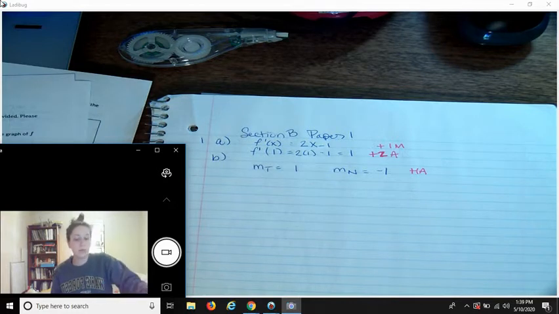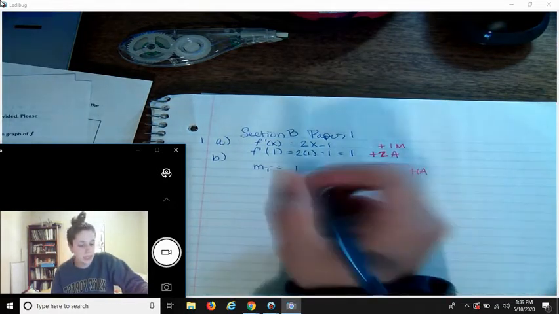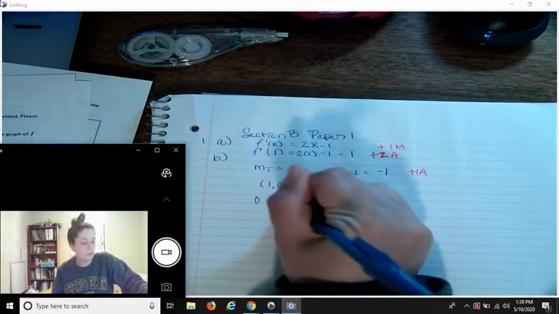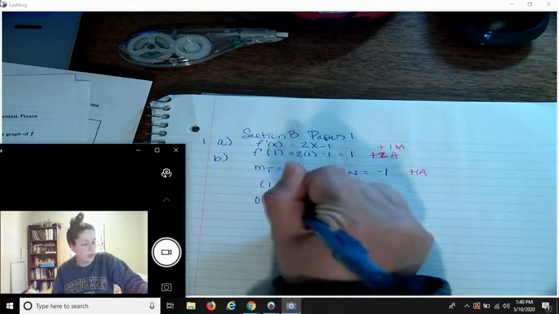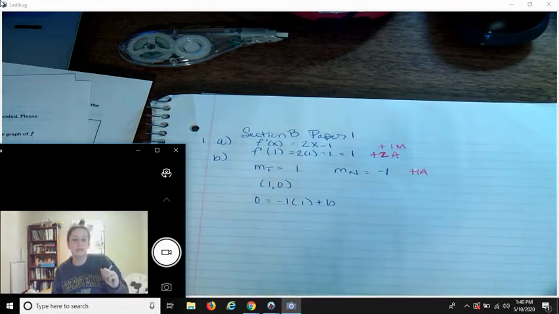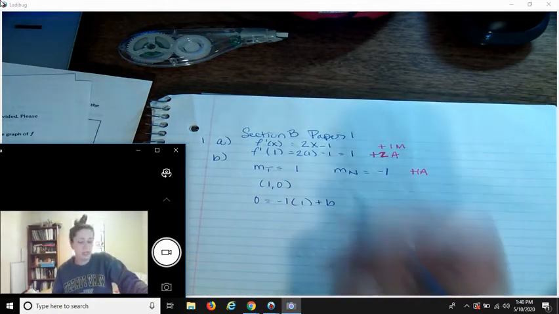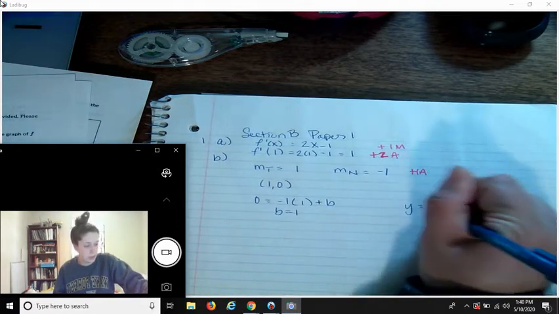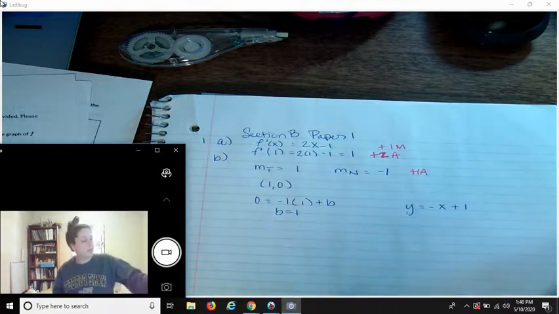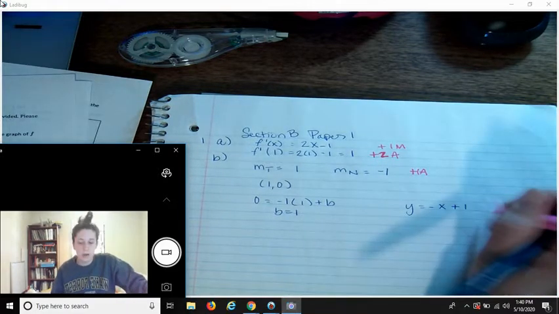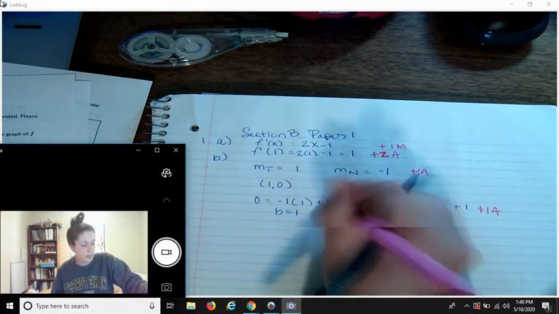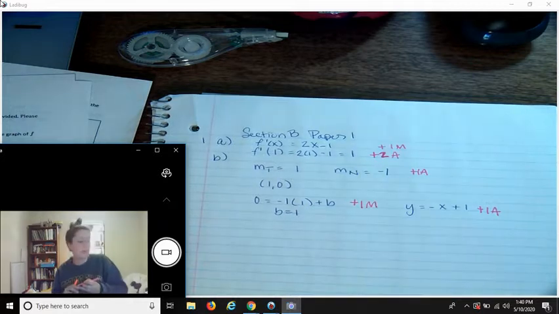And then the point that we're given is P, which is 1, 0. So I can sub in 0, -1, and 1 into that formula and then just solve for b. So I should get that b is equal to 1. So my answer should be y equals -x plus 1. You would get plus 1 for that answer. There were 3 total marks, and plus 1 for this method, finding my b value. So that's the 3 marks for part B.